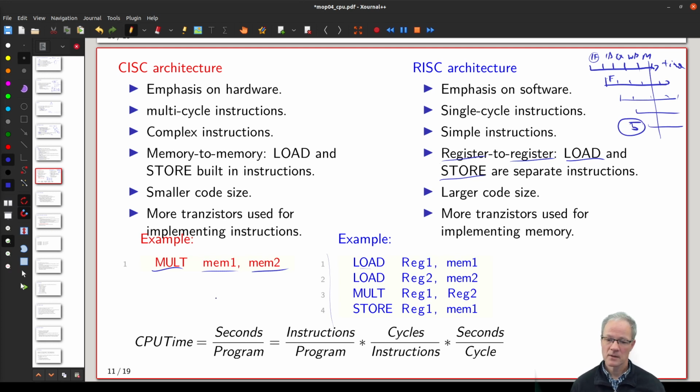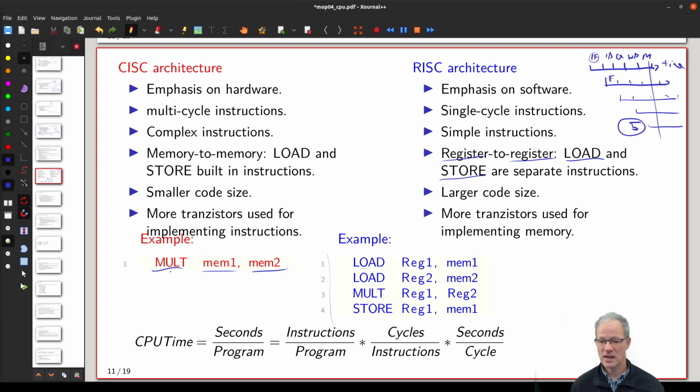But the time to execute that is going to follow the formula down below. It's how much time it takes to run the program, which really boils down to how many instructions we have in the program, times how many cycles per instruction, times how many seconds we have per cycle. So even though at first sight it looks like, oh, one instruction, this is going to be much faster, right? Not necessarily.